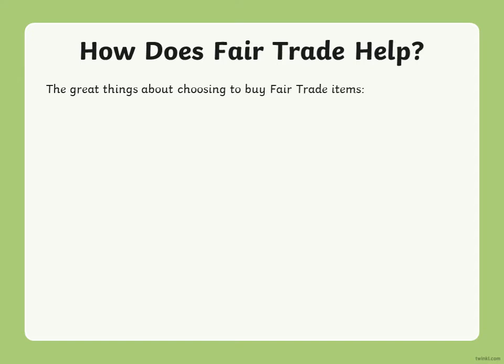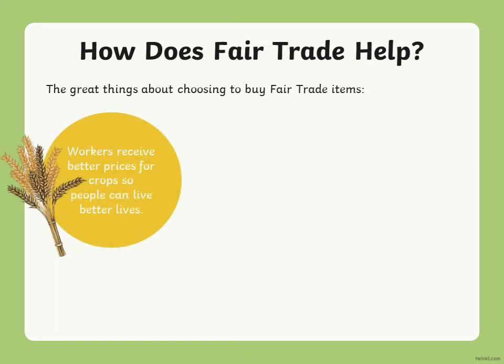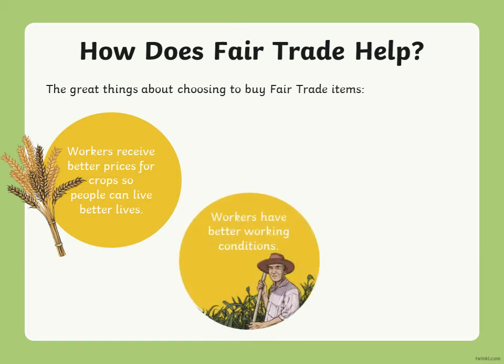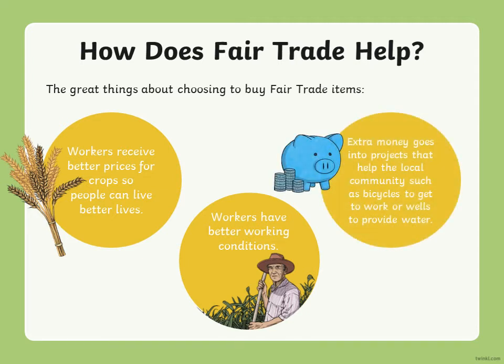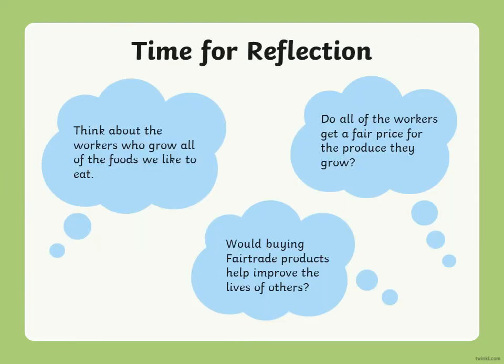How does fair trade help? The great things about choosing to buy fair trade items. First of all, workers receive better prices for crops so people can live better lives. Workers have better working conditions. And extra money goes into projects that help the local community, such as bicycles to get to work, or they can buy wells to provide water.